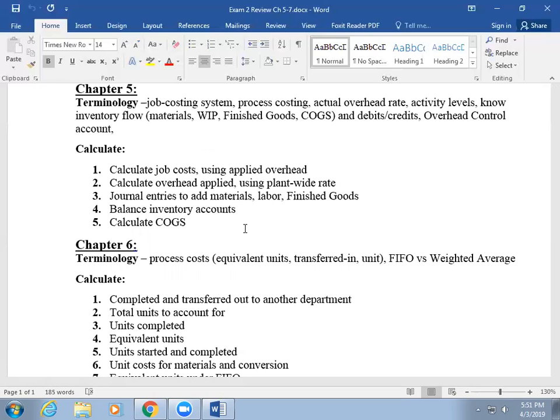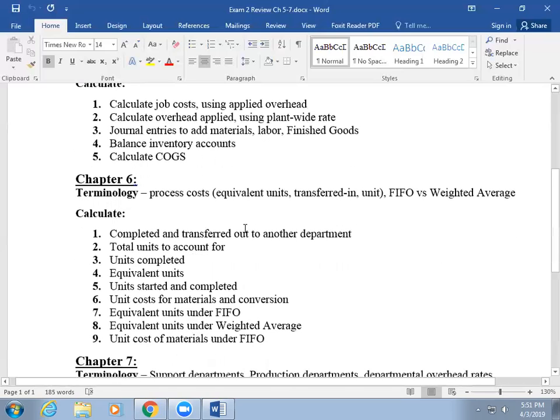And then as far as what to calculate, it looks like a lot, but a lot of it's kind of repetitive, I guess you could say, or pretty easy. So be able to tell me what was completed and transferred out to another department. Again, they may give you beginning work in process and what was in the ending, just being able to calculate that. So those are pretty easy.